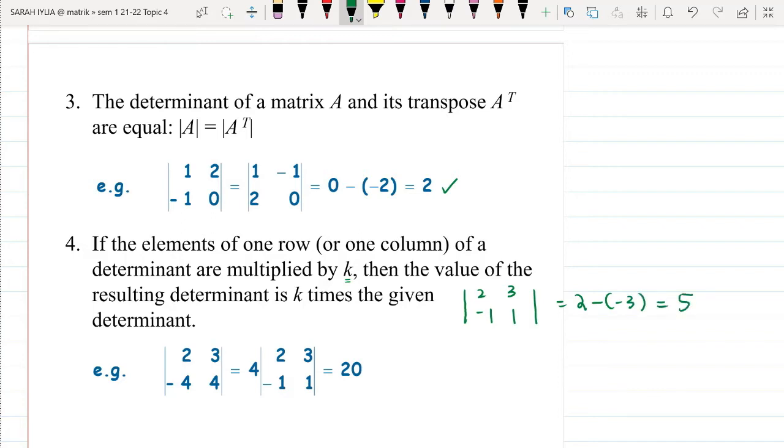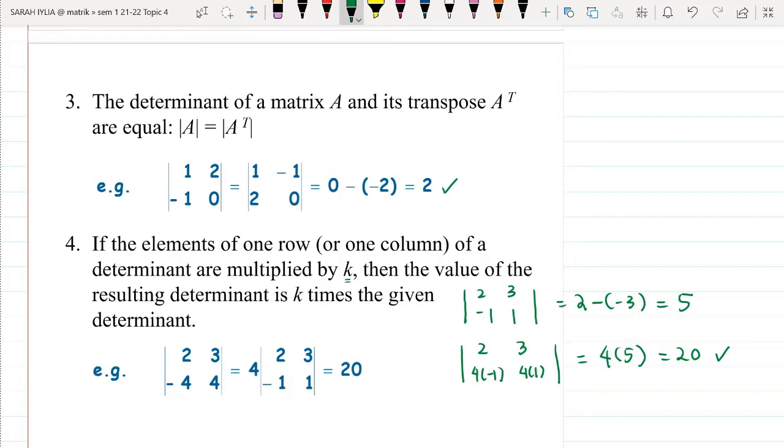Okay, next, let's say lah saya nak cari determinant of another matrix. Okay, 2, 3. Okay, the second row ni saya darab dengan 4. So dia akan jadi 4 times -1, 4 times 1. Okay, maksudnya kat sini determinant tu kita tak perlu cari baru. The previous answer kita terus times by 4. 4 times 5. Dan kita akan dapat 20.